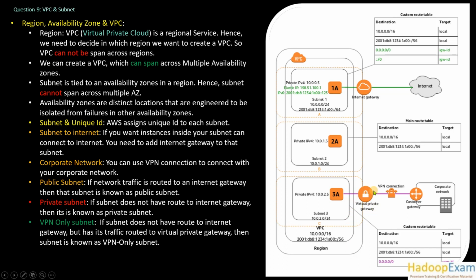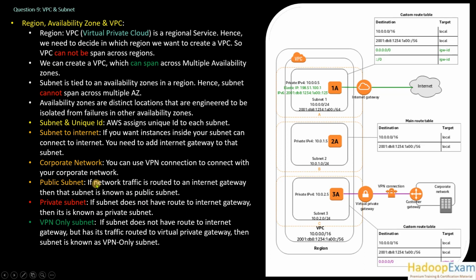Virtual private gateway. We discussed this, and on the customer side we need a customer gateway. We have been discussing this for the last 8 questions, correct? Now, this subnet is your public subnet because it is connected with the internet gateway. For the corporate network, you can use a VPN connection to connect. There are other solutions, and you can also use Direct Connect to make a VPN connection.